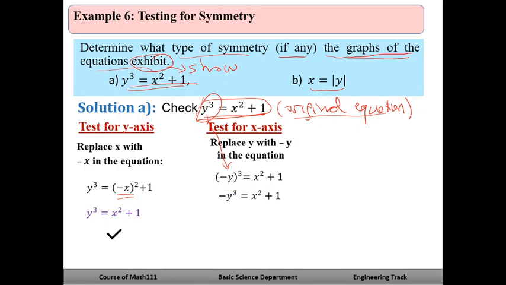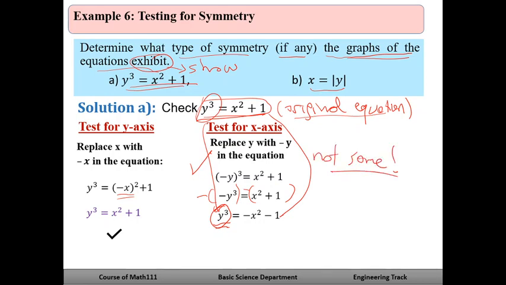Now how can you check them? You try to make this one also the same as this one. So you multiply both sides by minus. So you see now it's y cubed, and y cubed, the same thing. But are they the same? Yeah, these are the same, but they're not the same.